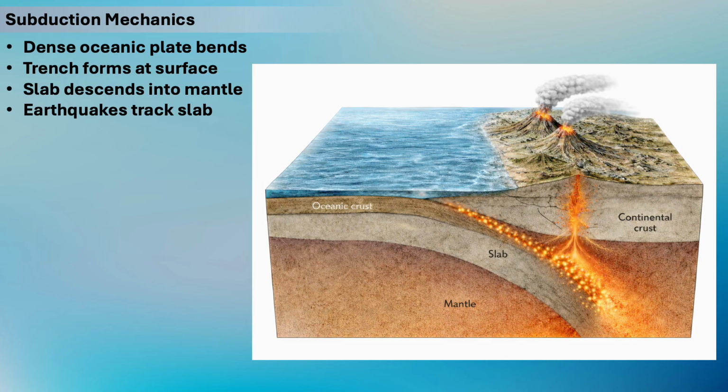As the plate continues to sink, it remains relatively cold and mechanically strong compared to the surrounding mantle. Because of this, it fractures as it descends, producing earthquakes along a dipping zone that traces the path of the subducting plate into the mantle.